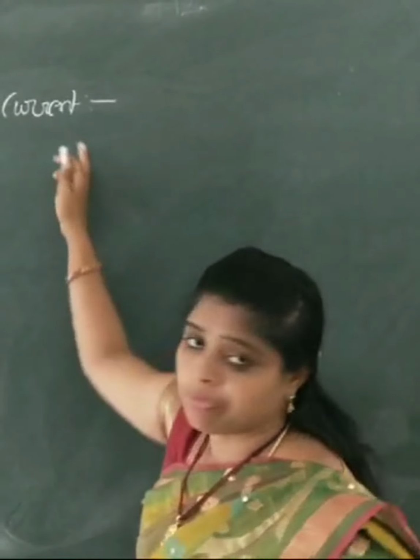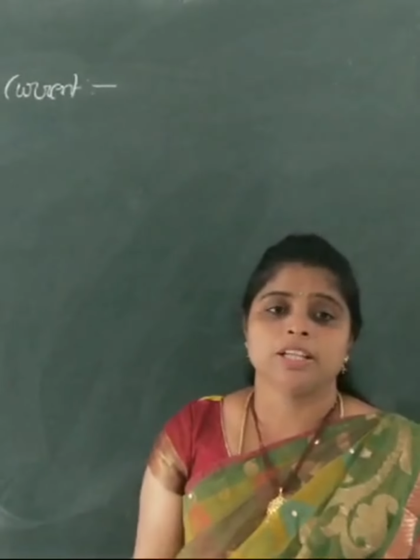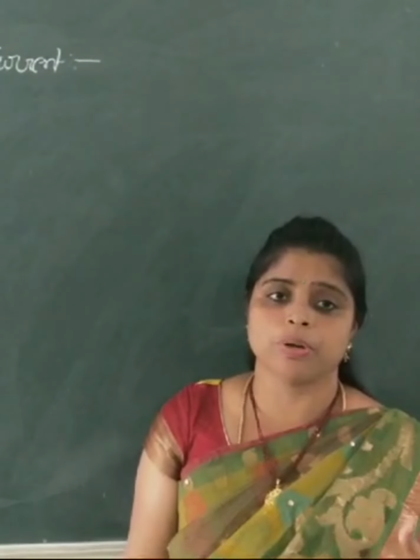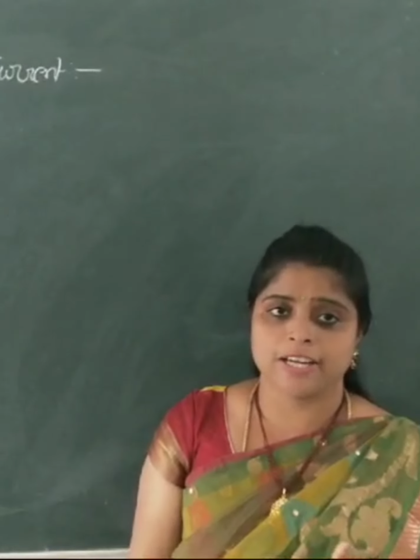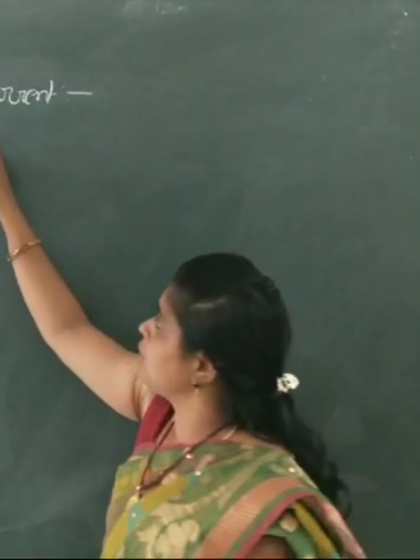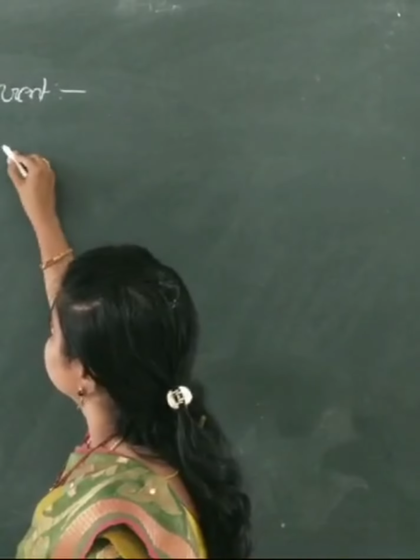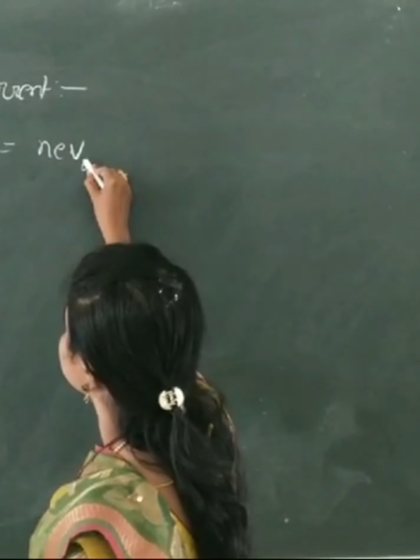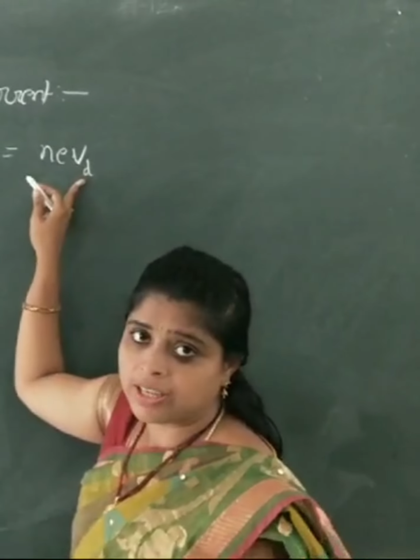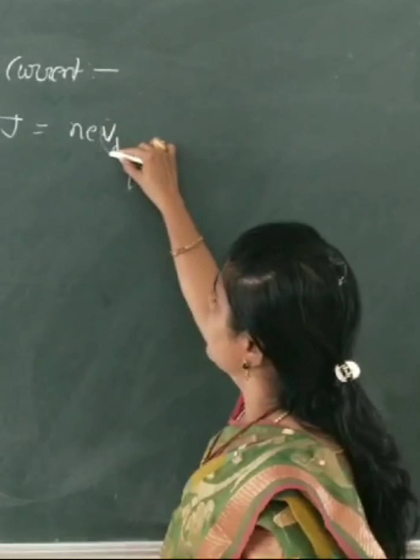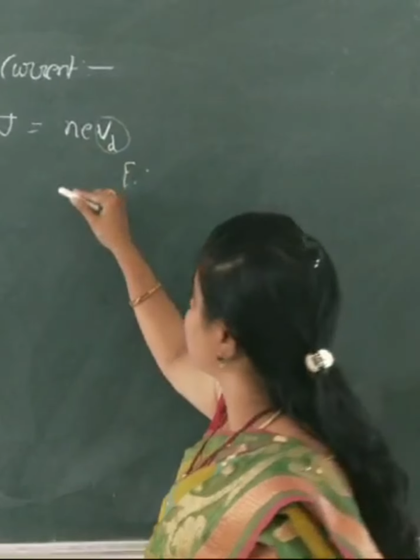Drift current means that in the presence of an electric field, the charge carriers move in a regular direction. The resultant current is called drift current. So the current density J equals n e v, where v is replaced with v suffix d, the drift velocity, since the corresponding velocity is nothing but the drift velocity.